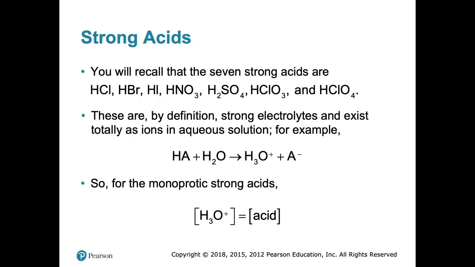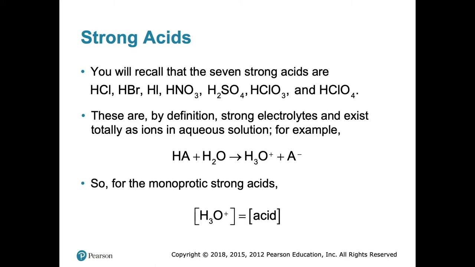So let's discuss strong acids, right? You will recall that the 7 strong acids are, oh my God, see, this is a you're welcome moment. These are the 7 strong acids right here. So if I ever ask you a question like, which of the following is a strong acid, or which of the following is not a strong acid, you should know which one it is. So we have strong acids here: hydrochloric acid, hydrobromic acid, hydroiodic acid, nitric acid, sulfuric acid, chloric acid, and perchloric acid. Those are all very strong acids.